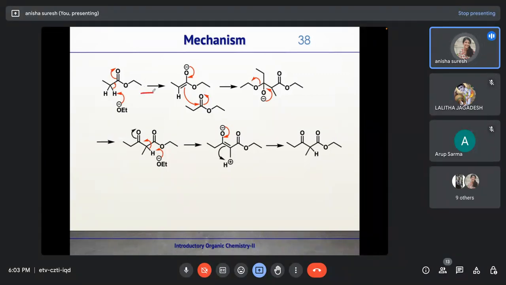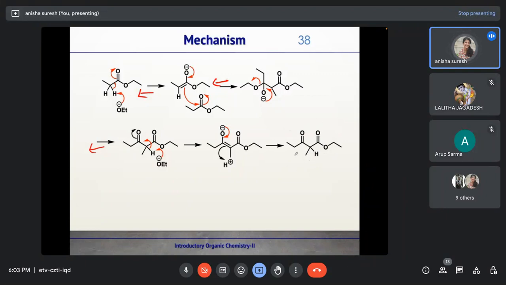So these all are reversible steps. Now for making this reaction irreversible, again this proton will be abstracted and one enolate will be formed, and once it is coming back, upon workup H plus ions will be abstracted and this will be formed.